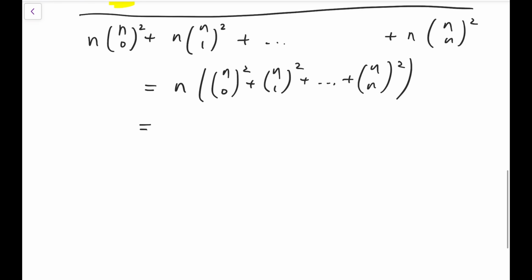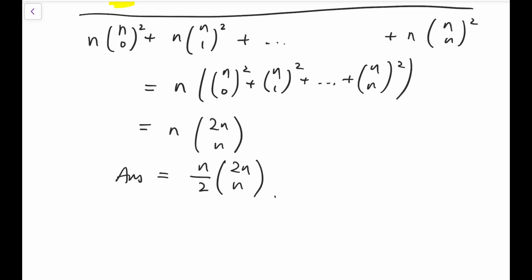Using a similar way to explain the sum of 10 choose 0 whole squared all the way up to 10 choose 10 whole squared, I can say that the sum of squares will be equal to 2n choose n. So the answer to that generalized sum is n over 2 multiplied by 2n choose n.